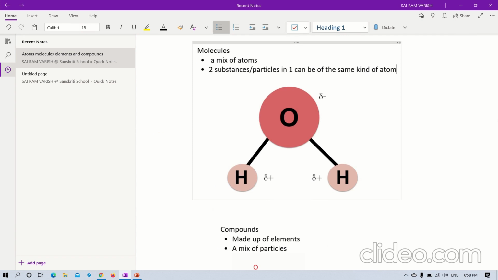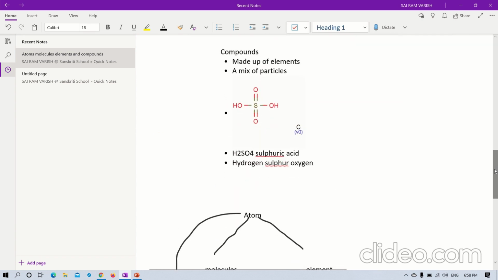And then we saw the compounds, which are made up of different elements. Now, compounds are made up of different elements, and they are also a mixture. So if you break down a compound, you won't get any one kind of substance, you would get different kinds of substances. For example, you take H2SO4, you get hydrogen, you get sulfur, and you get oxygen. Now let us see how this table below works.